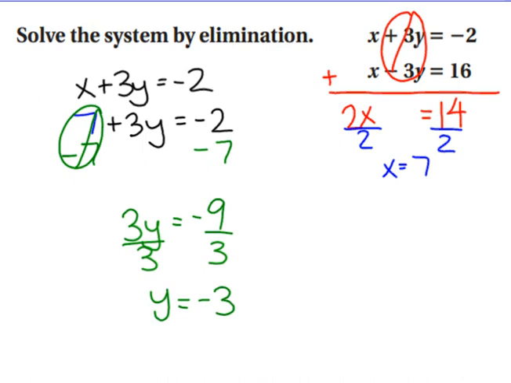And next we can put those together in an ordered pair. X is 7 and y is negative 3. So that would be the solution to this system of equations.